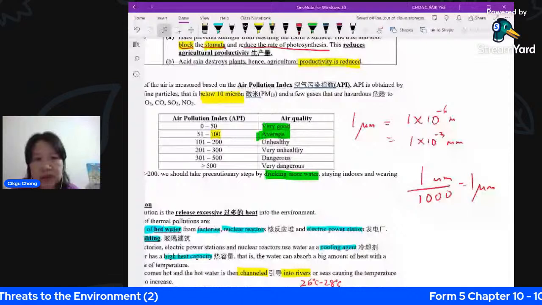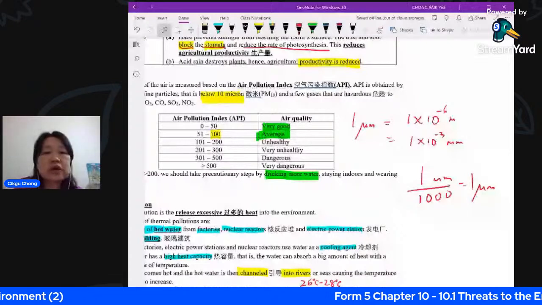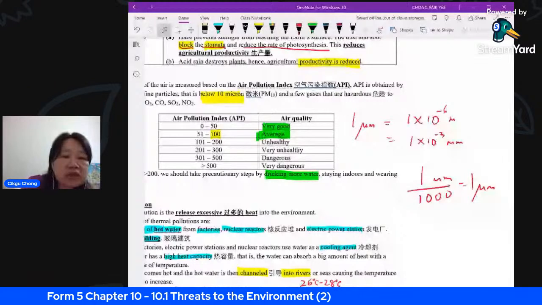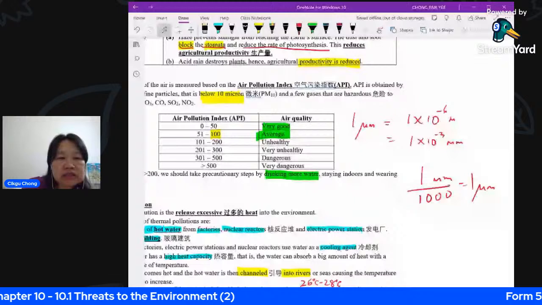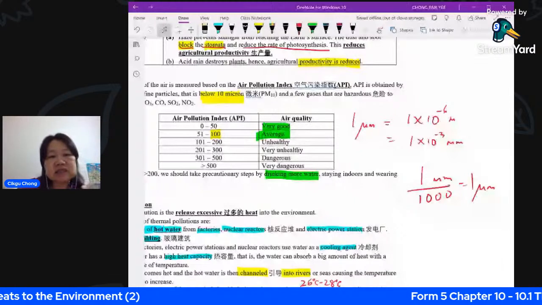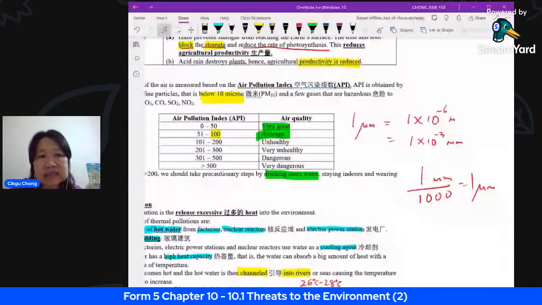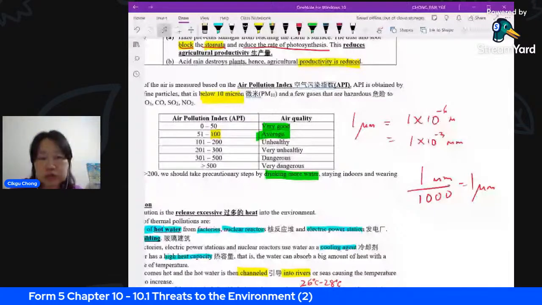Okay, so the reason here is the heat is being reflected back into the atmosphere, so the temperature rises. So usually in cities, when you have a lot of these glass buildings, buildings made of glass, there will be thermal pollution. The heat will increase.